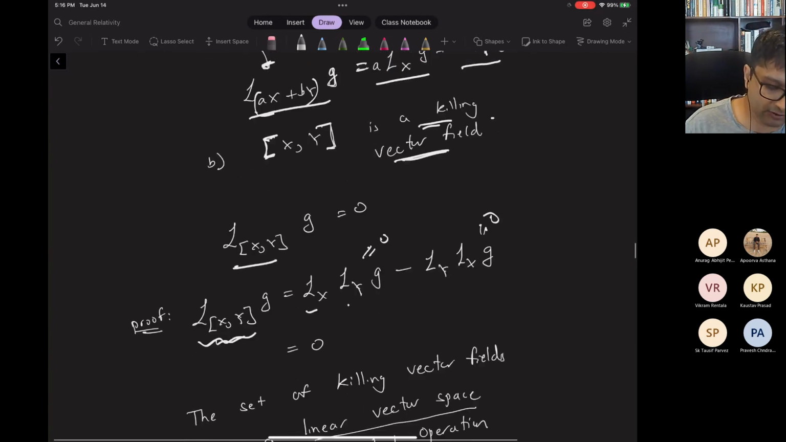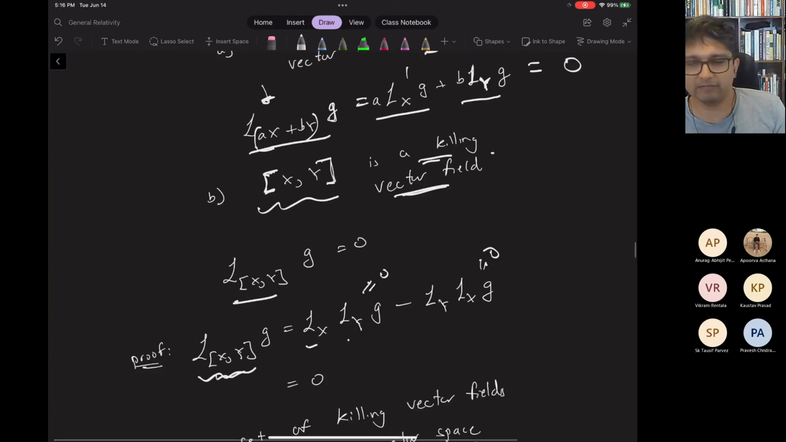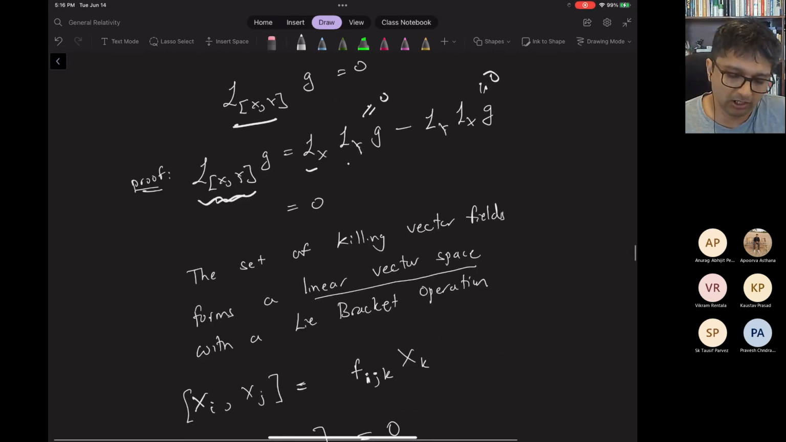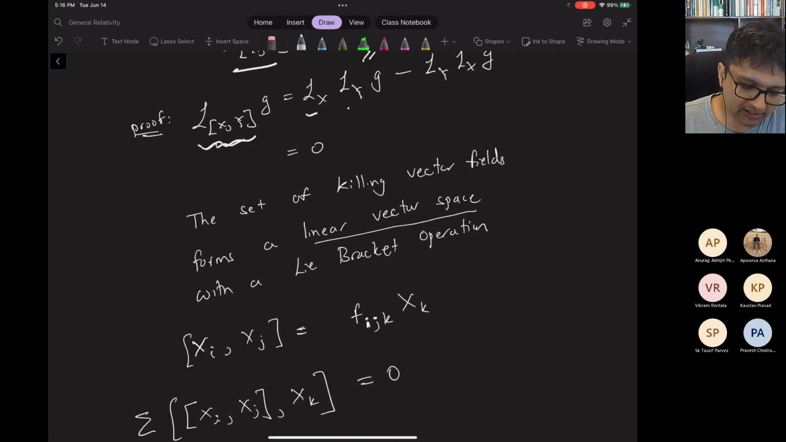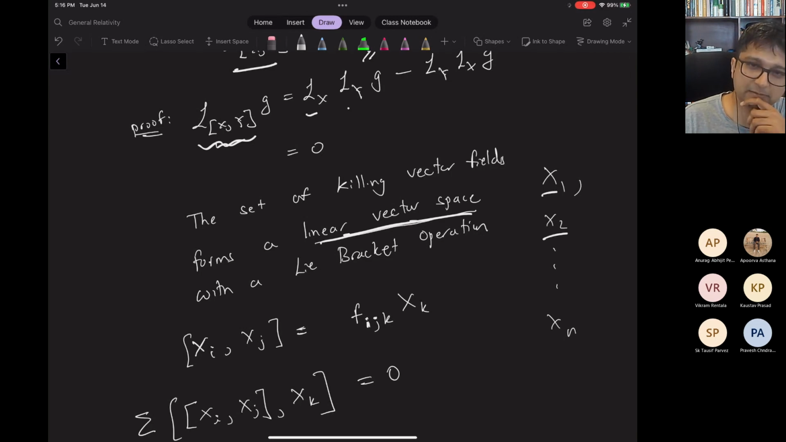Okay, so therefore the Lie bracket of X, Y is also a Killing vector field. So now the set of all Killing vector fields. That is, I take a Killing vector field X1, I take another Killing vector field X2, and imagine that I take the full set of them. The full set is infinite dimensional, but it forms a linear vector space. That is, any linear combination of them belongs to the same space.